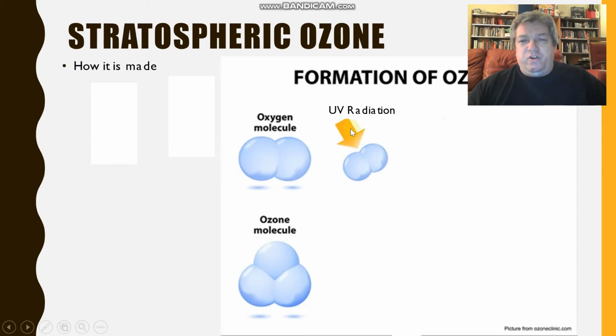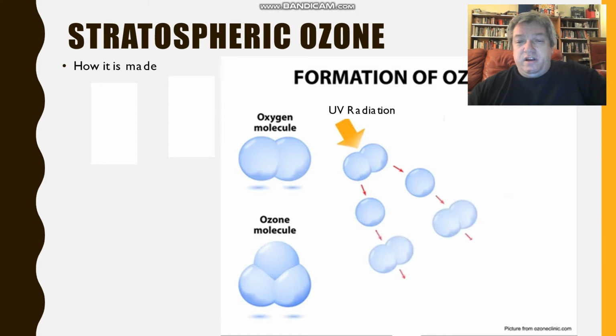Well, ultraviolet radiation hits a bonded pair of oxygen atoms, and the energy in there actually breaks it apart. So now you have these 2 atoms of oxygen floating around up in the atmosphere. But remember, they're kind of sticky. They like to stick to other things, especially other atoms of oxygen. So if they encounter another bonded pair, they stick to it. And that is basically how it's made.